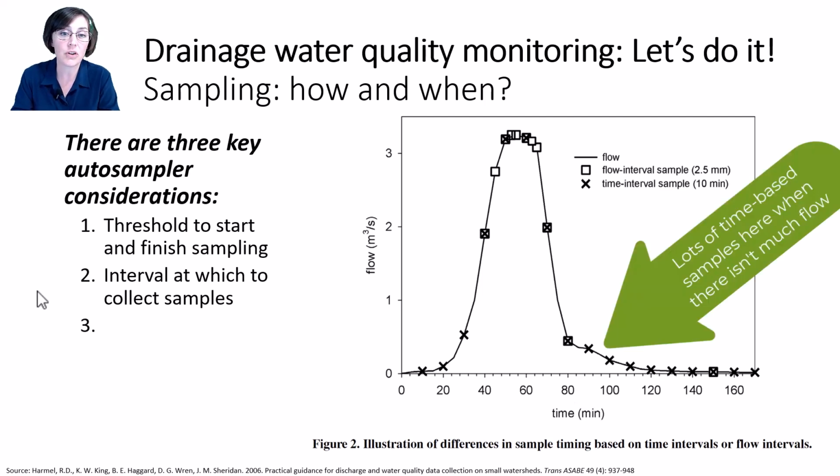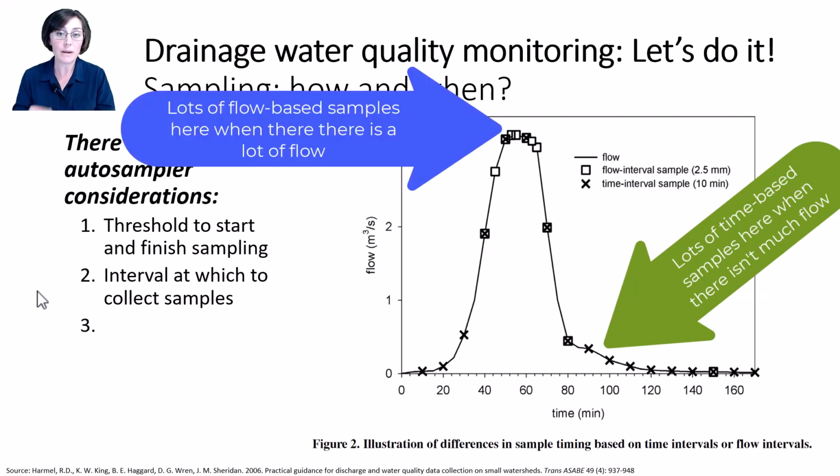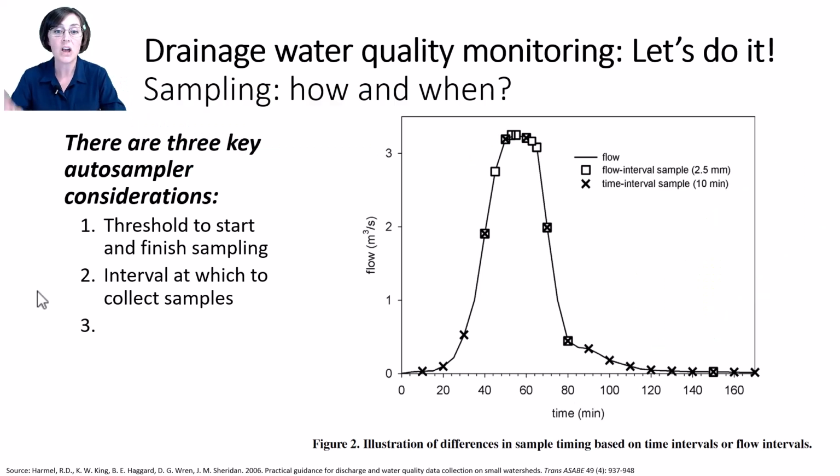This example shows time-based samples as x's, which you see are equally distributed across the x-axis, which is time. The flow-based samples are illustrated with squares, and you see they're not equally distributed with time, but those squares appear more frequently when the flow rate is higher. These higher flow rate periods correspond with times of higher nutrient transport just because there's more water leaving the field, so it could be important to sample more frequently during those times.